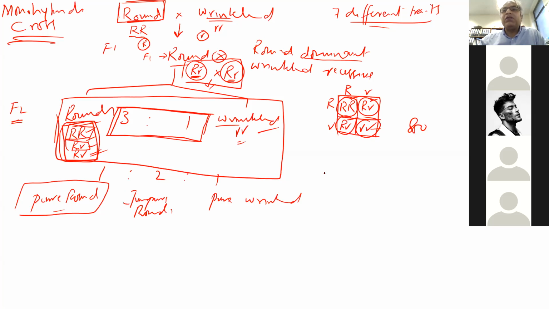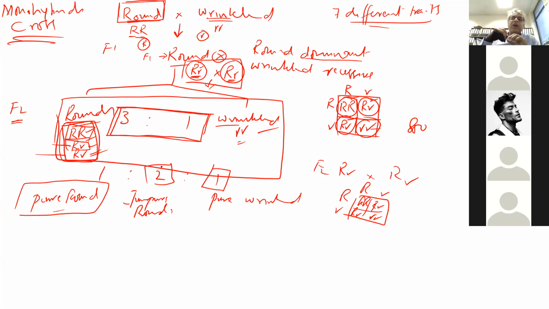So if you take F2, these rounds are exactly like the F1 progeny. This turns out to be an impure round. This is also an impure round. So these are two impure rounds, and this one is pure wrinkled. Is it clear so far?